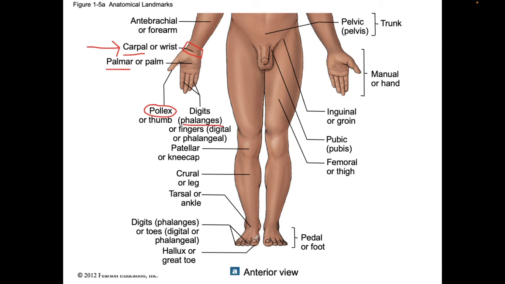Now let's skip right down to the foot for a second because the hand and the foot have some similar names. In the hand, we had 8 carpals or wrist bones. So carpals are in the wrist, whereas in the foot, we have tarsals. There are 7 tarsal bones. Tarsal is ankle. The toes are also called phalanges, just like they were in the hand. But notice that the thumb was called pollicus, but the great toe is hallicus or hallux.